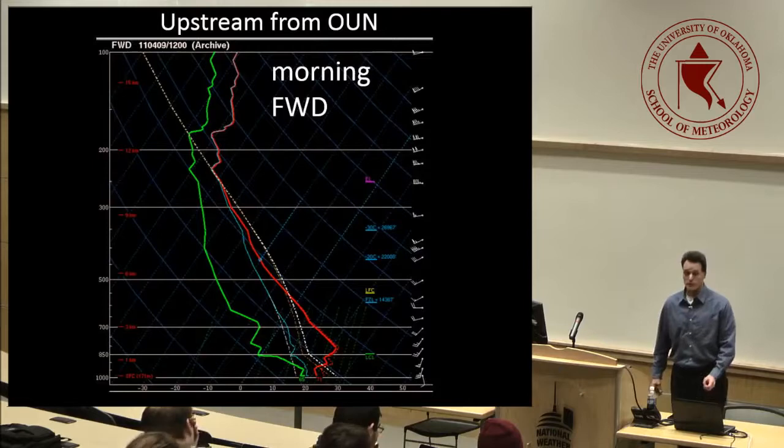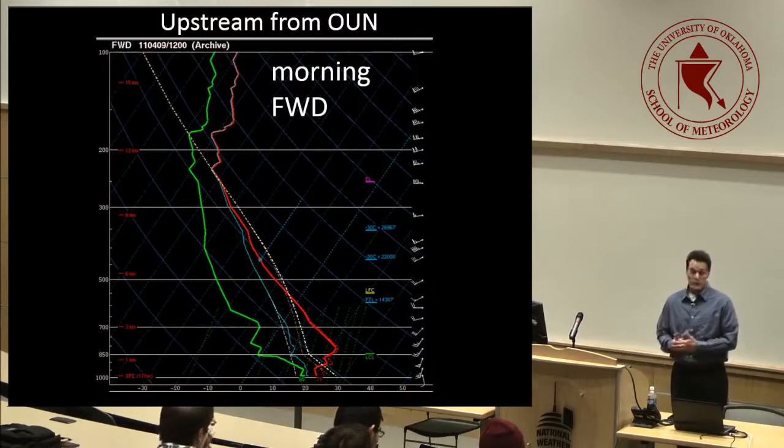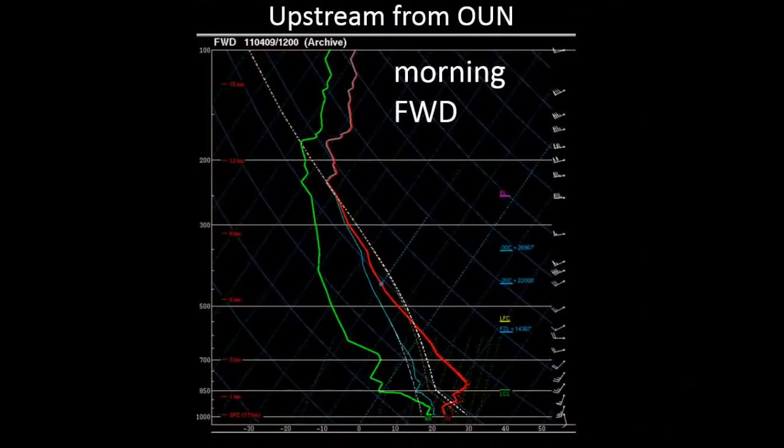Okay, this is Fort Worth that morning. Steep lapse rates in the mid-levels. That's nice. The moist layer looks like it could perhaps use a little assistance, and it's a very warm layer above that. So we'll have to consider that.